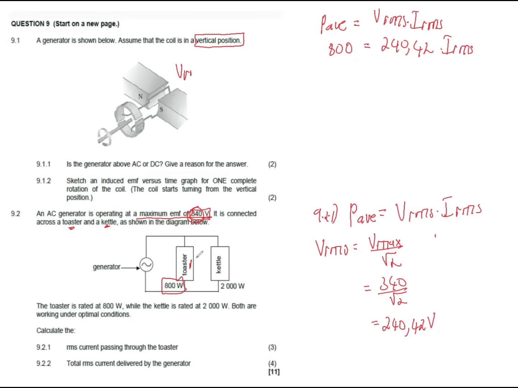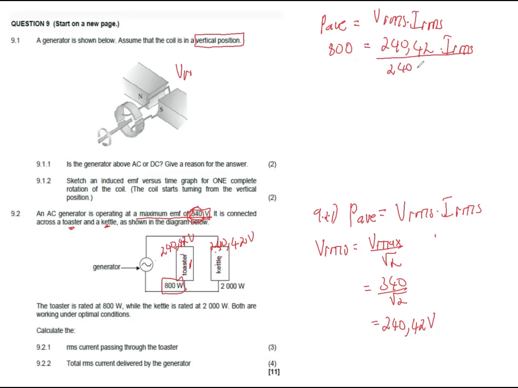Remember, this is connected in parallel. So if it's connected in parallel, this one will have a voltage of 240.42 volts, and this one will also have a voltage of 240.42 volts. So VRMS will be the same here. VRMS is constant throughout. Remember, it's a parallel connection.